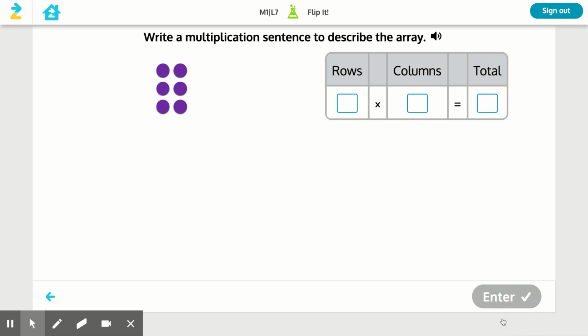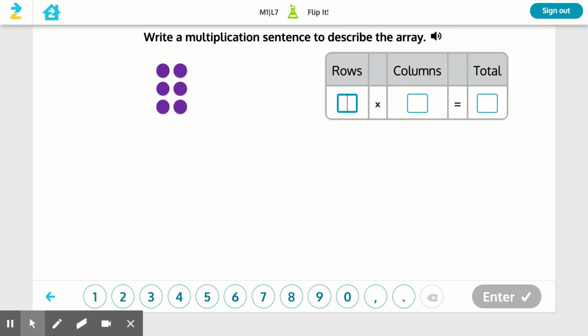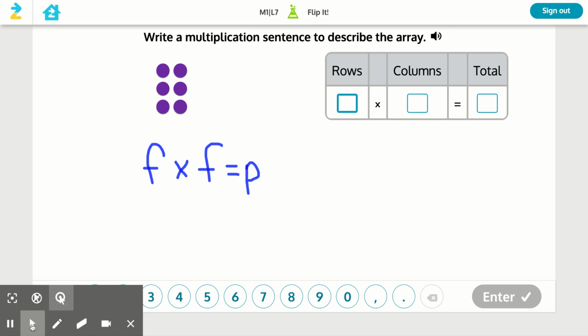All right, let's try some. We are now going to write a multiplication sentence to describe our array. I want you to write the complete multiplication sentence to describe this array in your Nearpod. Remember, a multiplication sentence has a factor, a multiplication symbol, another factor, an equal sign, and then a product. Please write your multiplication sentence to describe this array in the Nearpod now.